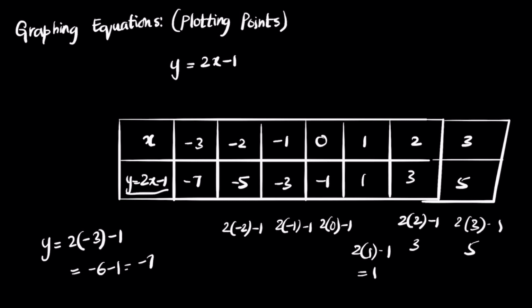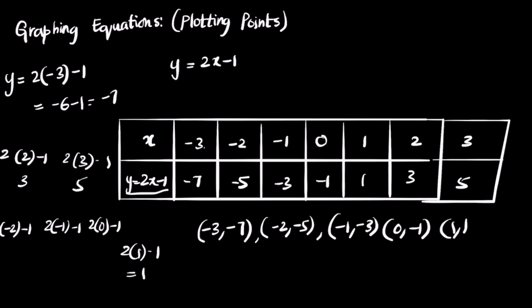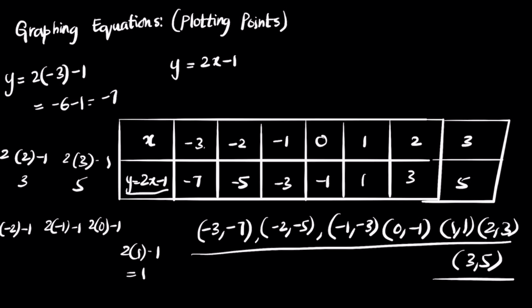Now, just write down the points in the order x comma y as an ordered pair. So let's try and write them as ordered pairs. How do you write the ordered pairs? Write down the x value first: minus 3 comma minus 7 in brackets. Next, minus 2 comma minus 5. Next point is minus 1 comma minus 3. Next 0 comma negative 1. Next 1 comma 1. Next 2 comma 3. Next 3 comma 5. So these are the points for the equation that you have here.